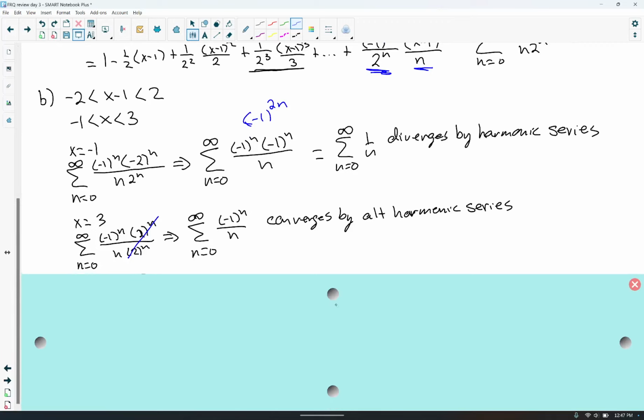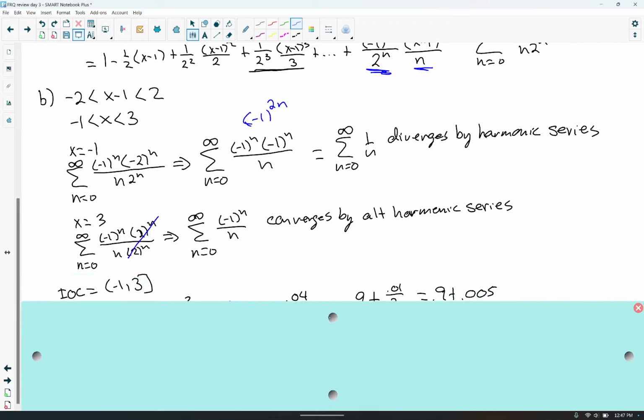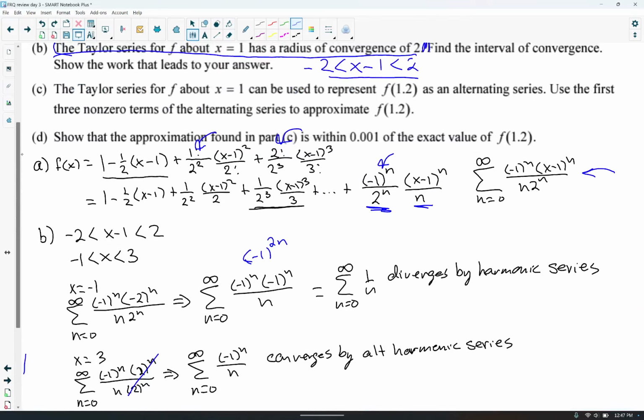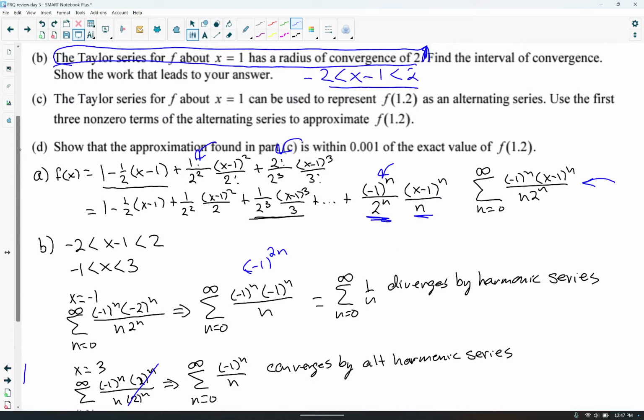Let's scroll down here. So there's your interval of convergence. It's bad at -1, good at 3. That's letter B. Letter C, the Taylor series for f about x equals 1 can be used to represent f of 1.2 as an alternating series. Use the first 3 non-zero terms of the alternating series to approximate f of 1.2.